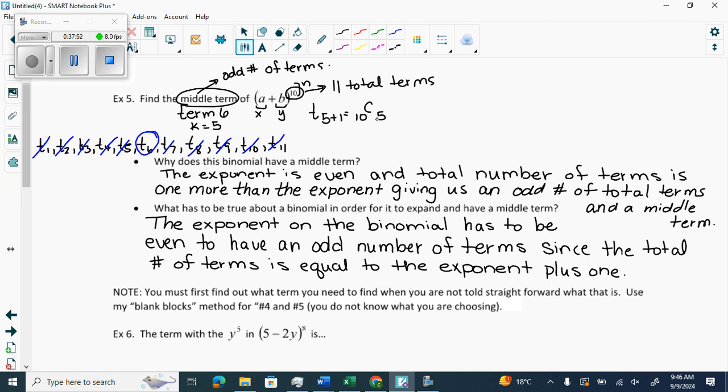So 10C5, and then X, which is A to the N minus K, 10 minus 5, and then Y, which is B to the 5. So I get term 6. Yay, that solidifies that my K was correct. What's 10C5? 252. A to the 5, B to the 5. Nothing has to change. We don't have to do any multiplying because the A and the B don't have coefficients.